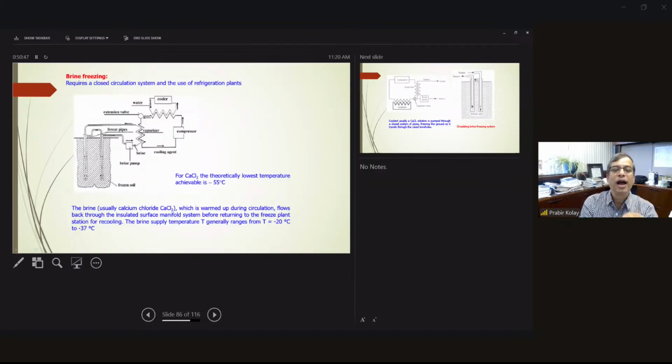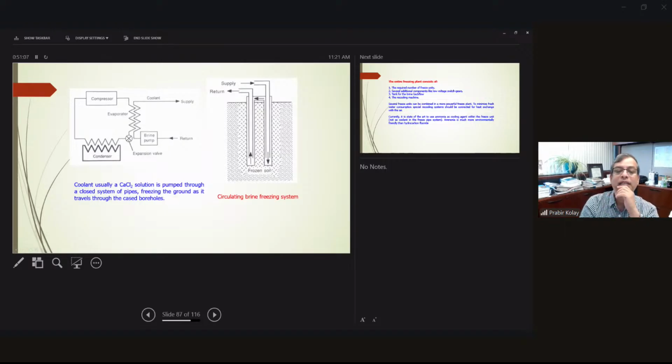Over here, with brine freezing, you see the freezing ground. You use a cooler, and one pipe carries the calcium chloride solution, and the lowest temperature that can be achieved is minus 55 degrees Celsius. So this is how you freeze the soil. This shows how the calcium chloride brine is circulated, with the same supply. It's a closed system, and you freeze the whole soil in this ground.